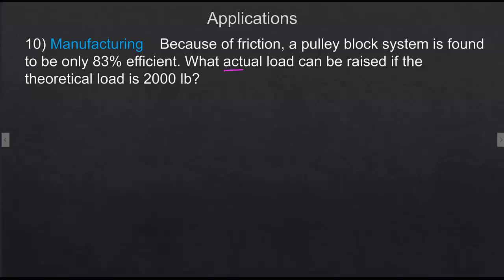So the actual load is... notice it says 2,000 pounds, but that doesn't really work for our "is" this time. So we have to really read through the problem to understand which part is which. So it's saying that 83% of 2,000 is the actual load of this thing at 83% efficiency.